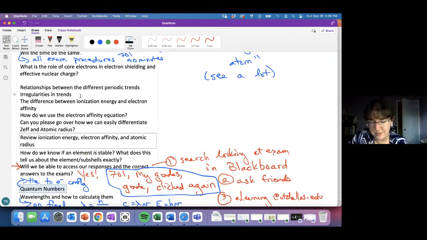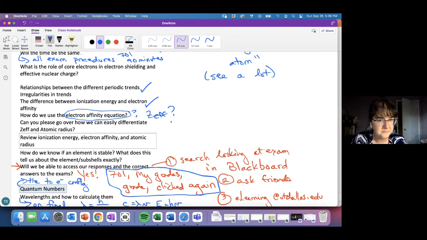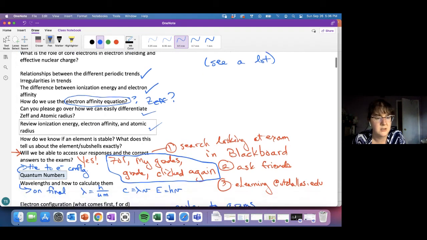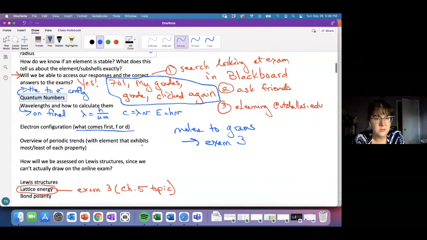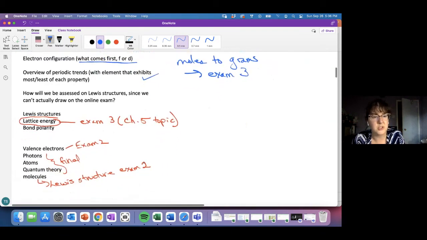What I'm going to do is come back to this list I had at the very beginning. Irregularities and trends, differences between ionization energy and electron affinity. So I'm going to start making myself some little check marks. Okay, we did that. We did the differences. I honestly do not know what the electron affinity equation is. I'm going to hope that was that Z effective thing that we looked at. Z effective and atomic radius, I think we did that. We did all of those. We did stability. We did quantum numbers. We did periodic trends. Oh, Lewis structures.